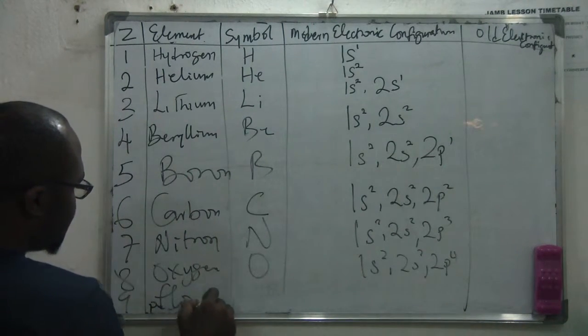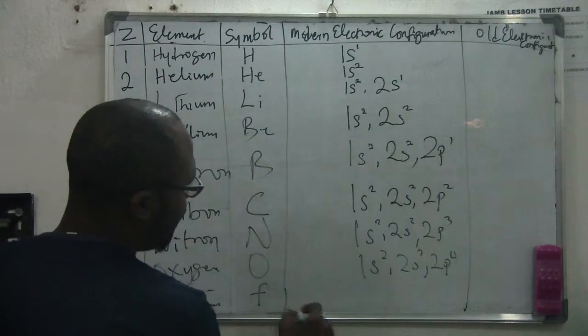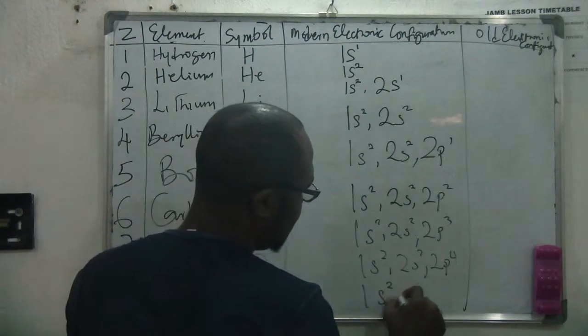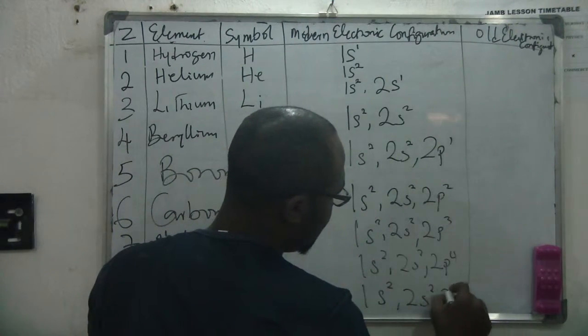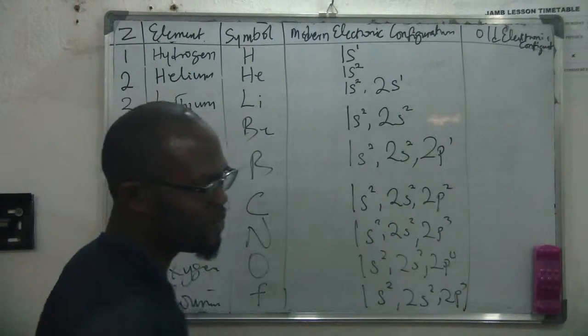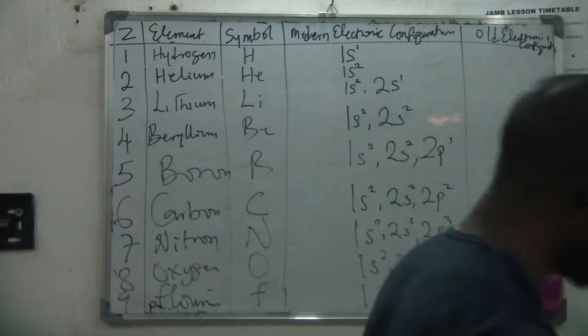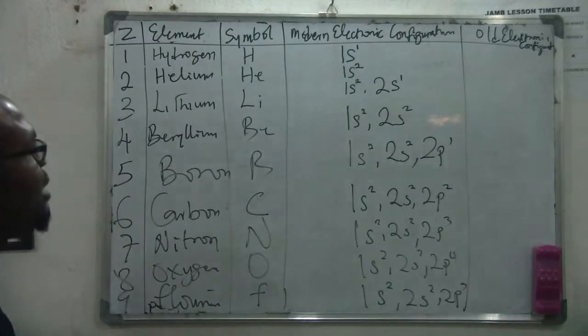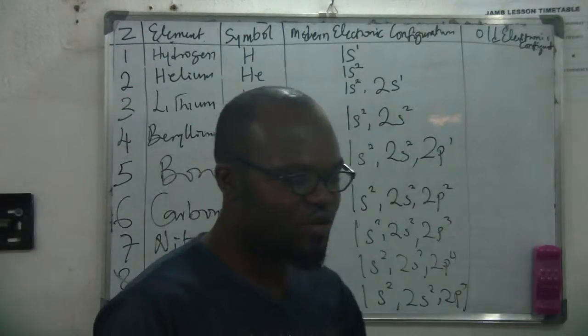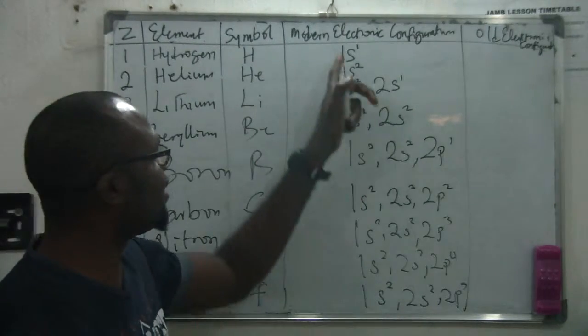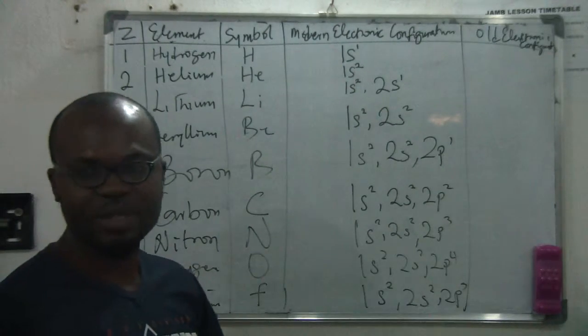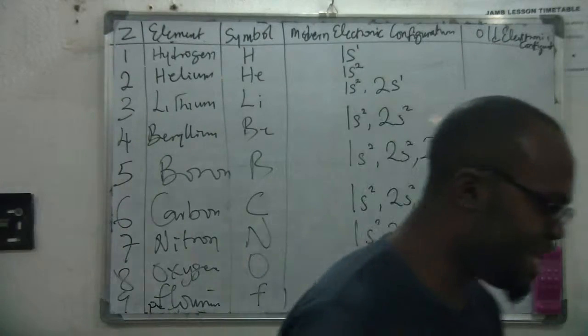And the next one is what? Fluorine. Fluorine is what? F. It will be what? 1s2, 2s2, 2p what? 5. When p gets to what? When will it start changing? 6. Yes. So those are the modern electronic configuration. Whenever you're talking about the modern electronic configuration, you're talking about what? SPDF.